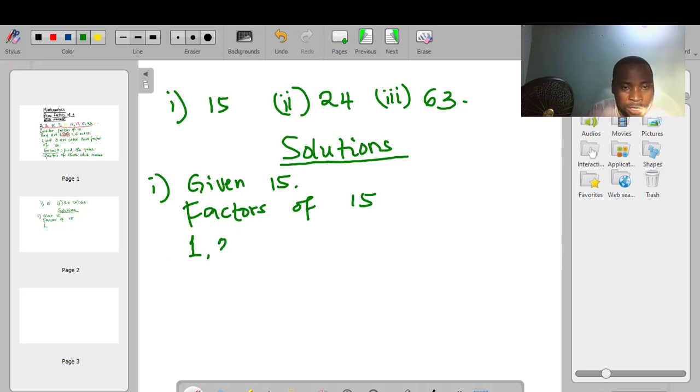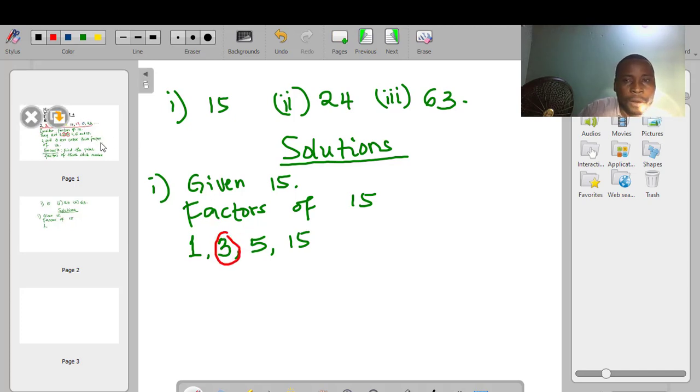3 is, because 3 in 5 places is 15. 4 is not. 5 is, because 5 in 3 places is 15. Then 15 itself. These are the factors of 15. Now, among the factors of 15, look at 3.